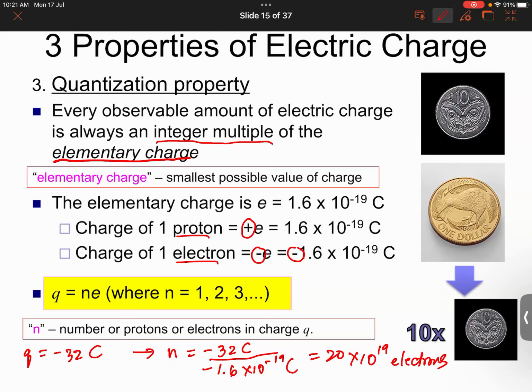The elementary charge, is it the same for all protons and electrons in all different elements? Yes. It is, regardless of any element, because any element will contain the proton and electron. Proton, electron is always the same.